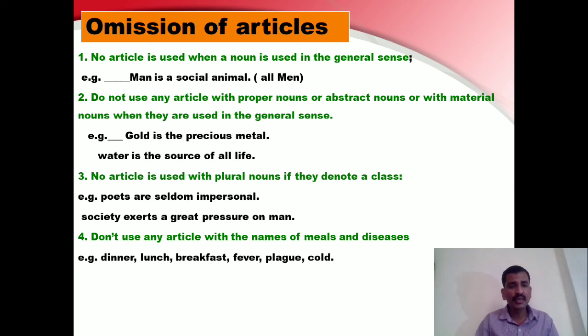Fourth rule is do not use any article with names of meals and diseases. Meals means whatever we are taking: dinner, lunch, breakfast. "I have a dinner": no. Only "I have dinner." "I have taken lunch." Don't say "I have taken a lunch." Breakfast, fever, plague, cold: these are the names of diseases. Don't use any article before the names of diseases. "He is suffering from a cold" is a wrong statement. Always say "he is suffering from cold" or fever or plague. If you are using an article, that is completely wrong.